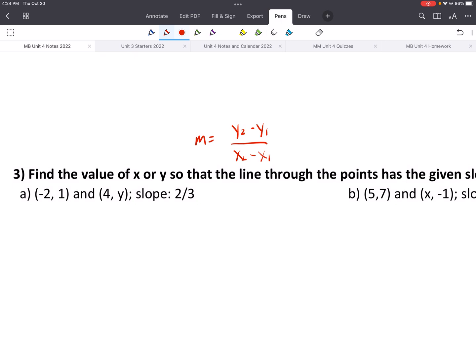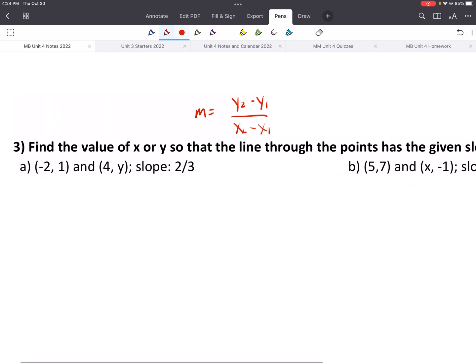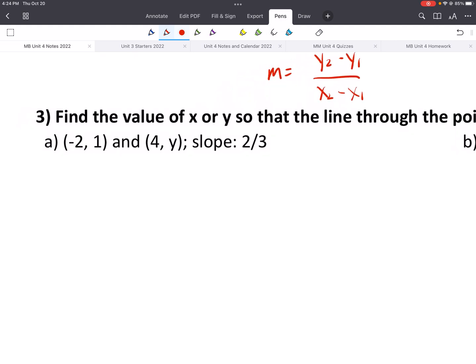And again, I should mention this, it doesn't matter which point you choose to be your 1 or your 2. What's important is that you are consistent, okay? So you can't do y2 minus y1 and then change that and do x1 minus x2, okay? So you've got to do it the same. You just got to be consistent, okay? All right, so let's set this up.